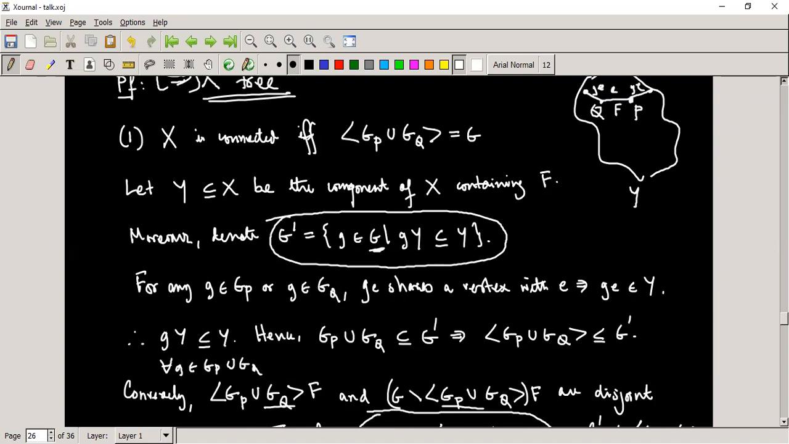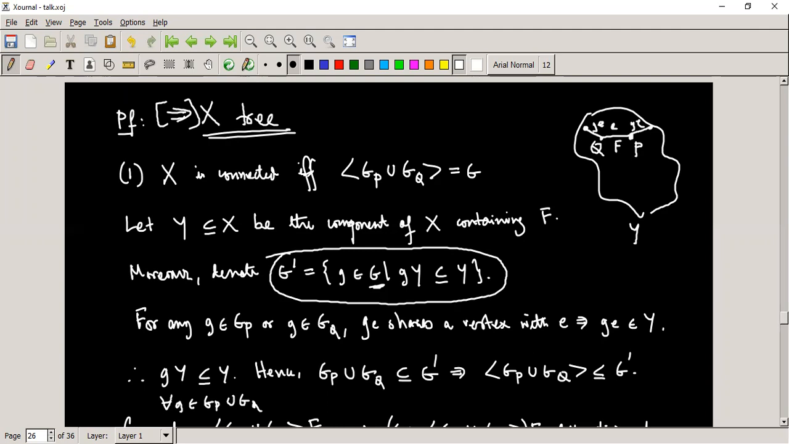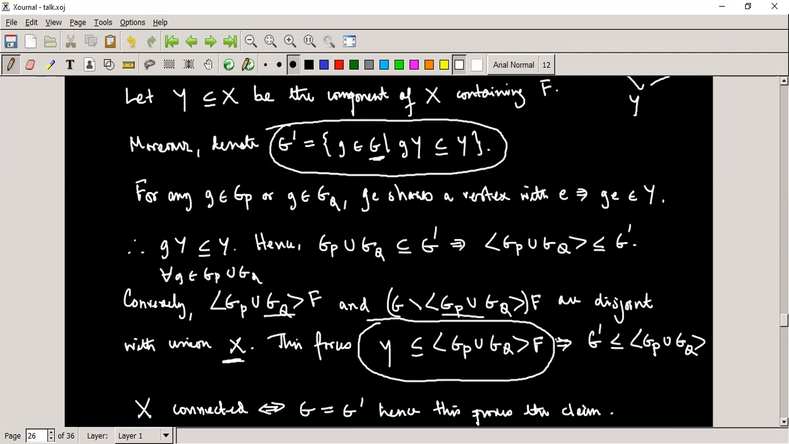It's kind of clear if you think about it a little bit, because what we're doing is we're looking at all the translates of F by the group generated by G_P and G_Q. And everything else is not connected to that subgraph spanned by the translates of F. So it has to contain Y, right? Because they form a partition of the whole graph X, and Y is a connected component. If it contains something in Y, it has to contain all of Y. But if it contains all of Y, then G prime, which is the set of elements which leaves Y invariant, not fixes Y but leaves Y invariant, has to be contained in the group generated by G_P union G_Q. So G prime is actually equal to the subgroup generated by G_P union G_Q.